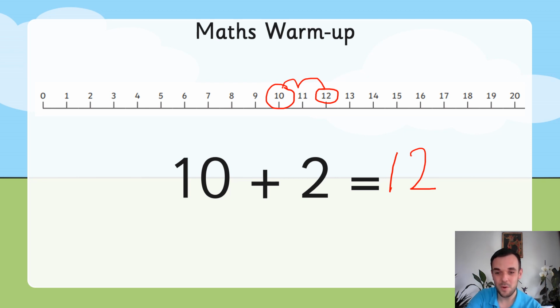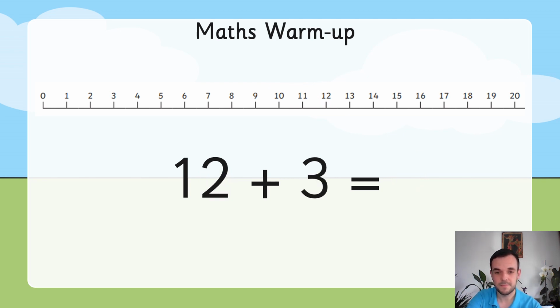Now, hopefully you now all remember how to do additions using a number line. So let's have a go at another one. Here we have the number sentence 12 add 3 equals. So first of all, you need to find the number 12 on your number line and then do 3 jumps along to add 3. Pause the video and have a go and come back when you have found the answer.